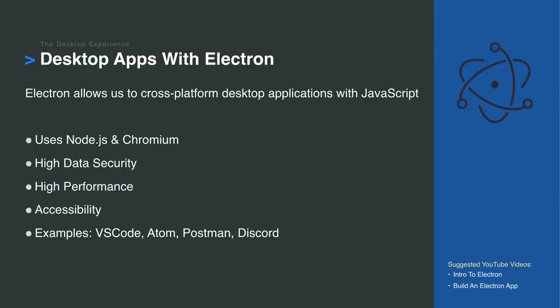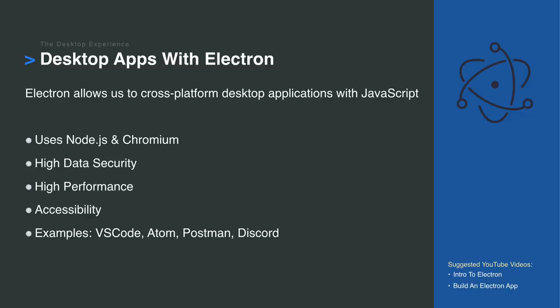Okay, so we can also build desktop apps with JavaScript using a framework called Electron, which is actually one of my favorite technologies that are available. And I plan on doing more videos and maybe even a course on Electron because it's very powerful. It uses Node.js and Chromium to be able to build desktop apps with JavaScript. And I mean, there's a lot of advantages. There's high data security, high performance, accessibility.